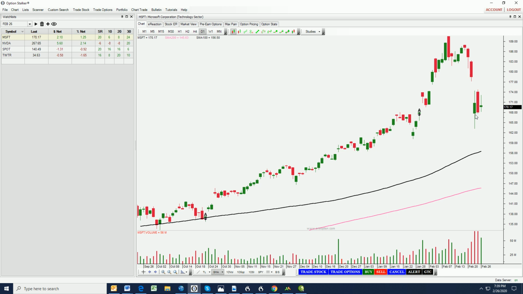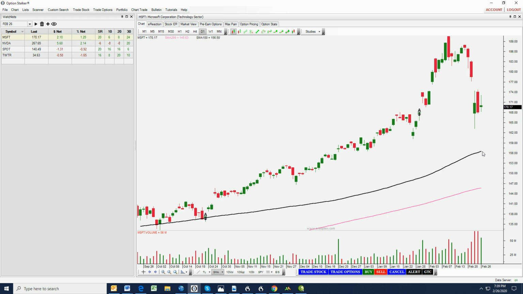You can also see this long hammer here off of that drop. The market today tested the low, and it actually closed a little bit below the prior day low. Look at Microsoft. It's nowhere near that low, not even close. So that 162 level is going to provide for support.